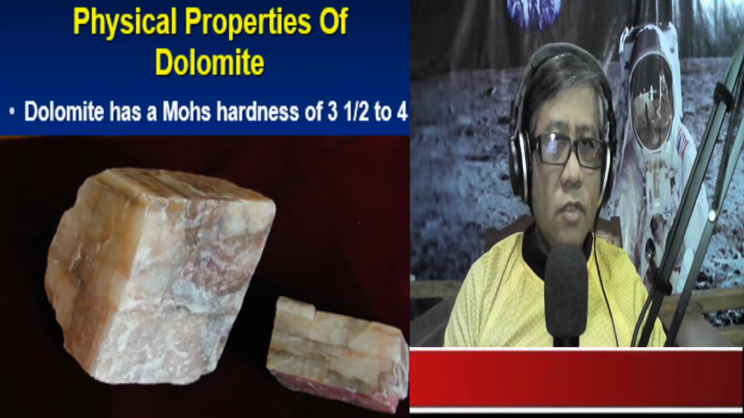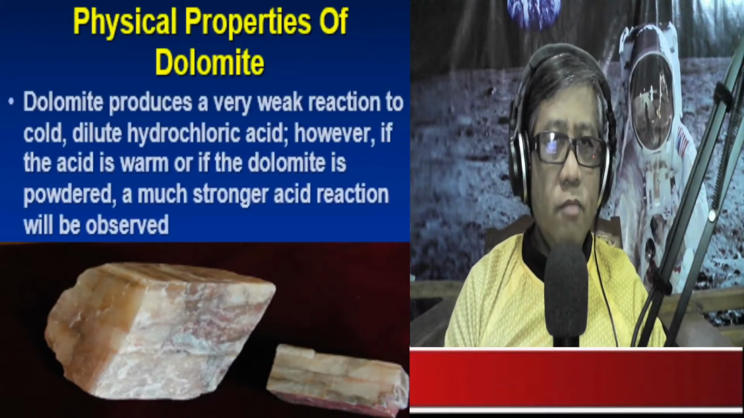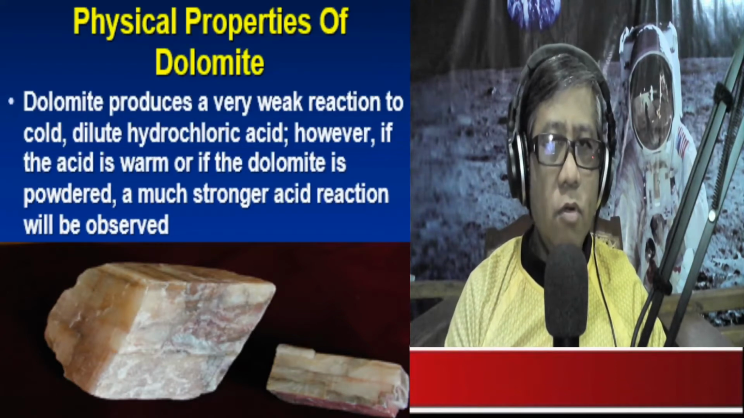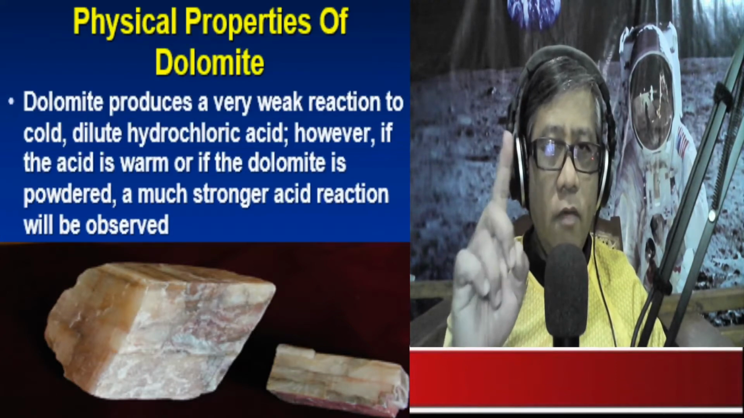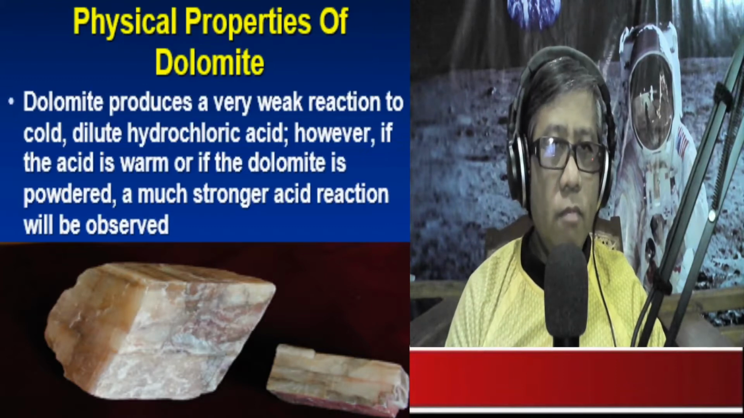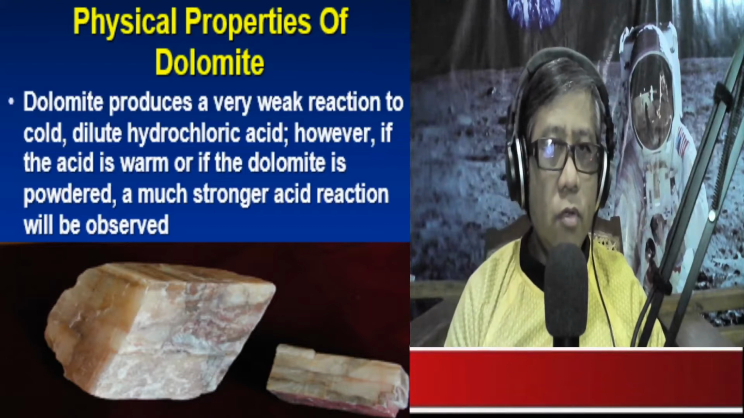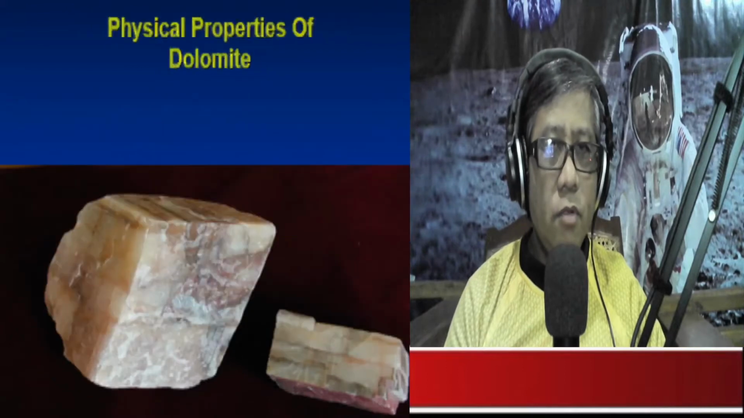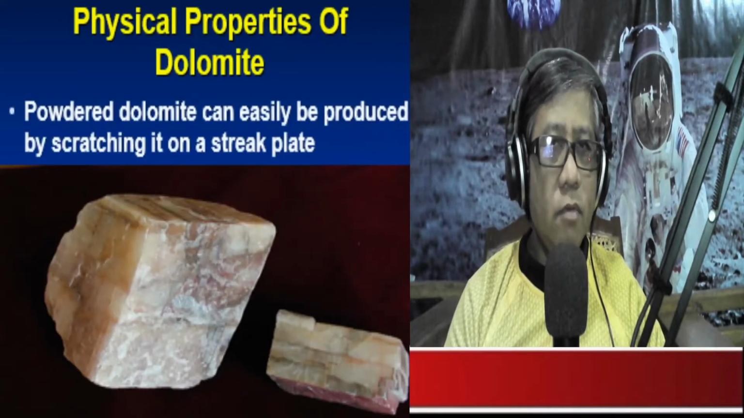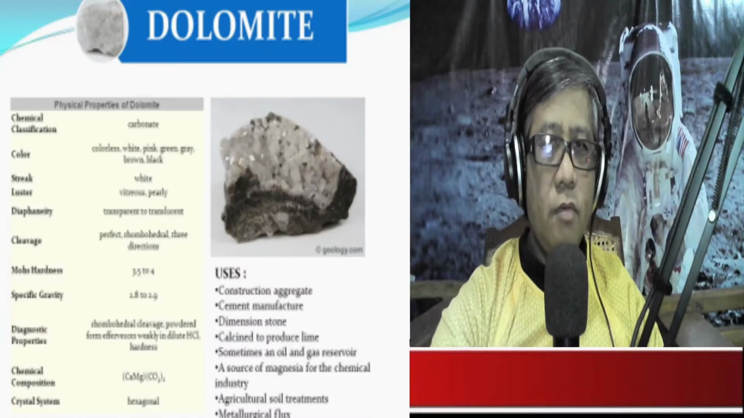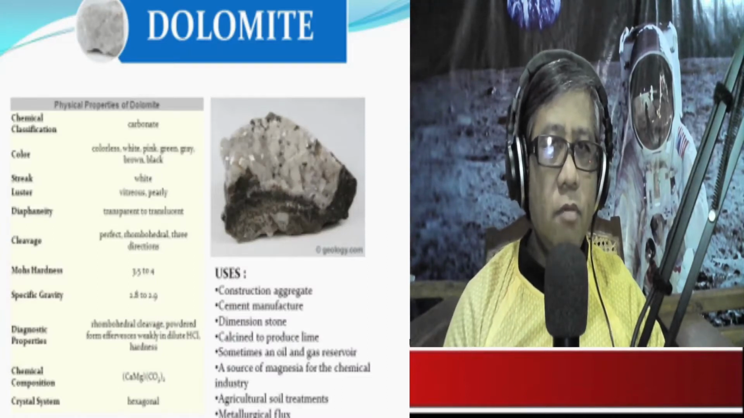Now, in terms of fizz, dolomite produces a very weak reaction to cold dilute hydrochloric acid. However, if the acid is warm or if the dolomite is powdered, a much stronger acid reaction will be observed. And powdered dolomite can easily be produced by scratching it on a streak plate. So those are some of the physical properties of dolomite.